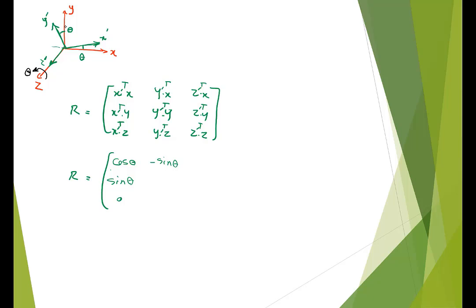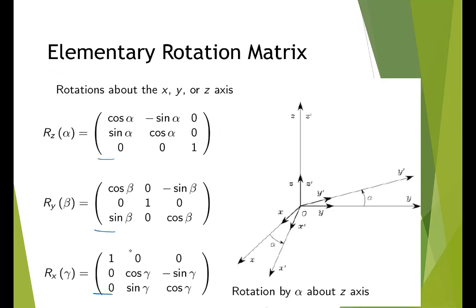Y prime dot y, cosine of the angle between them. This is our z, z prime dot z, the angle between them is 0, so it will be 1. So actually this is the elementary rotation matrix for rotation around z. We can calculate this for rotation around x and y as well, and you could see that we derive these equations. This was for z, you can similarly calculate them for y and x.